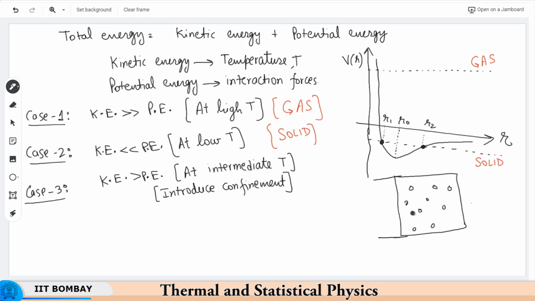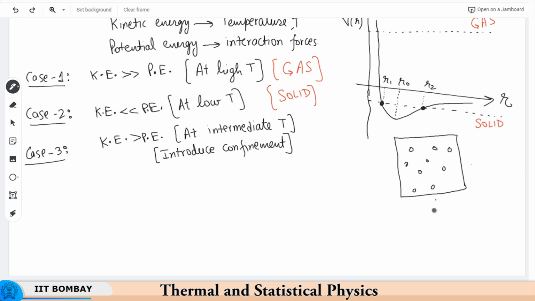What happens is, after some time they condense into a liquid phase, which is like a condensed form of these molecules, and it goes everywhere. So, this is liquid.